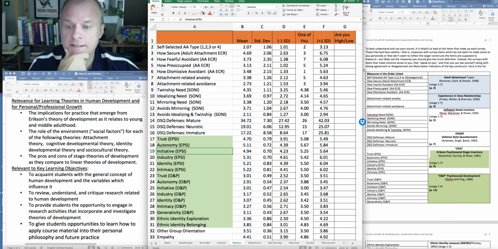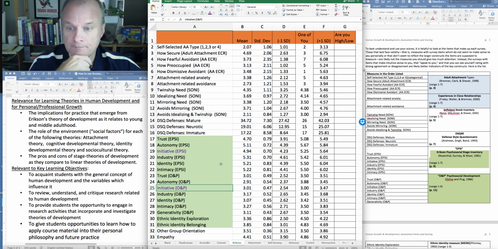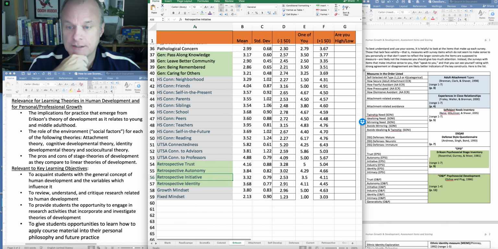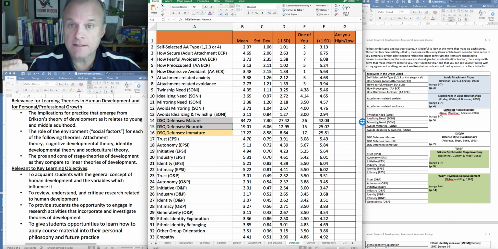So I'm going to color these some color. I'm going to color them purple. Purple? Oh, I didn't mean to color that. I don't want that. I want the font to be purple. So initiative, and initiative should all reflect or relate to neurotic guilt. So we go back over to defenses. These neurotic defenses should be high among folks who struggled with initiative.